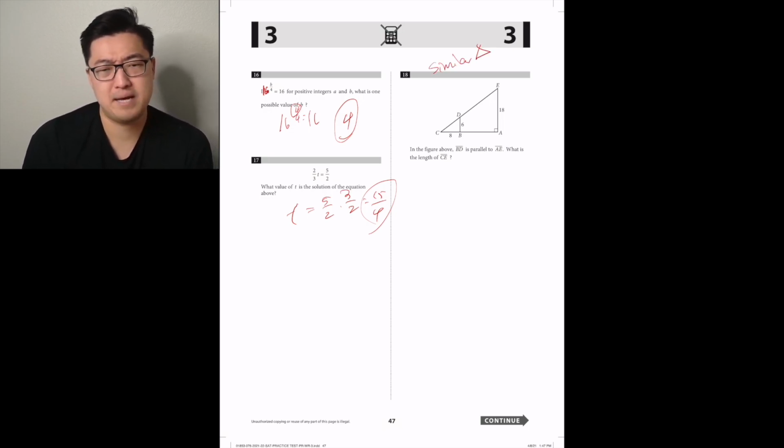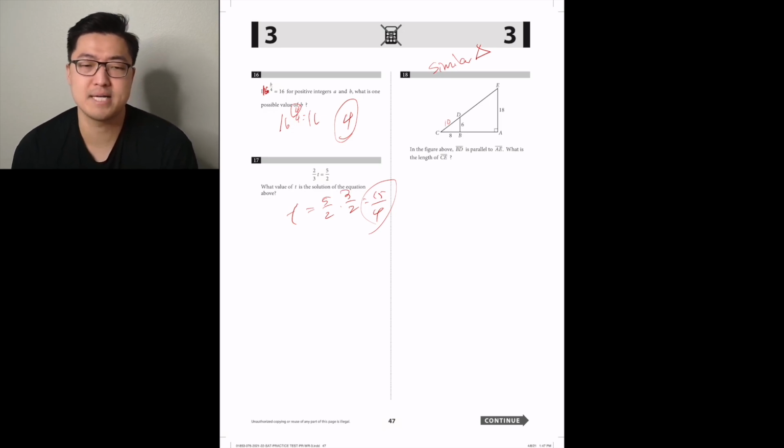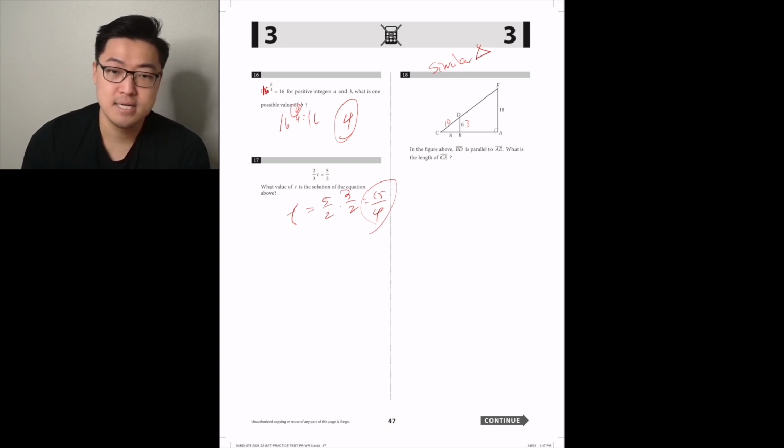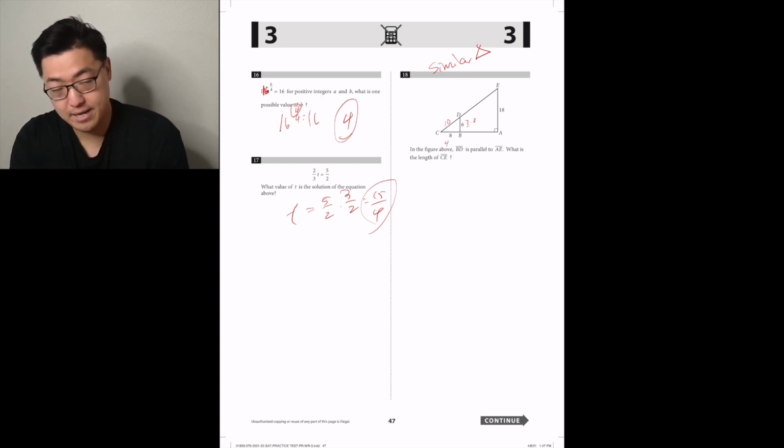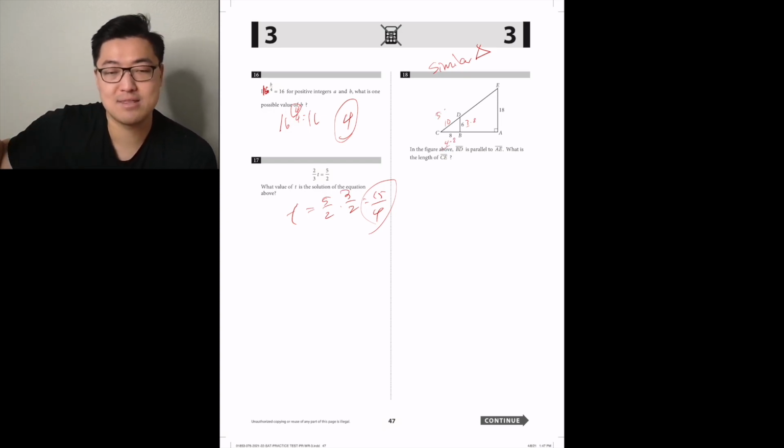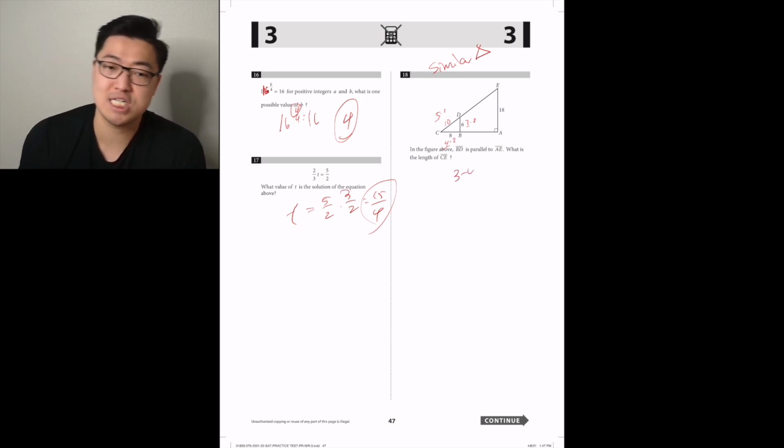BD is parallel to AE, so these are similar triangles, right? Because they both share angle C, so they have that in common. They both are right triangles because of the parallel lines, so I can know that angle B is a right angle as well. And then that means the third angle of the triangle is also going to be the same, so they're going to share proportionality.